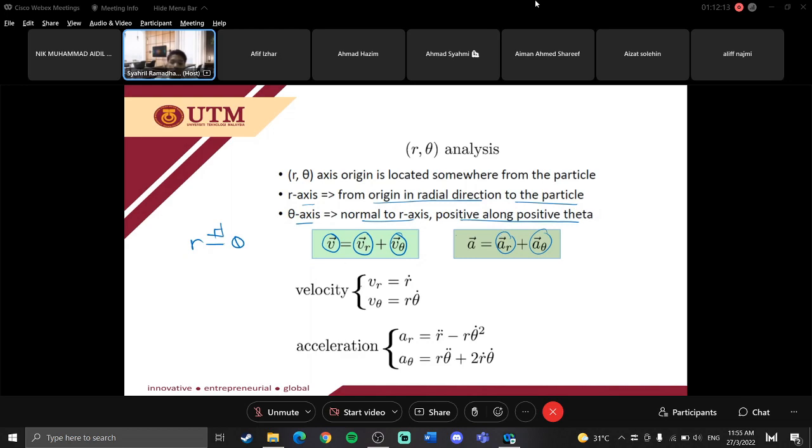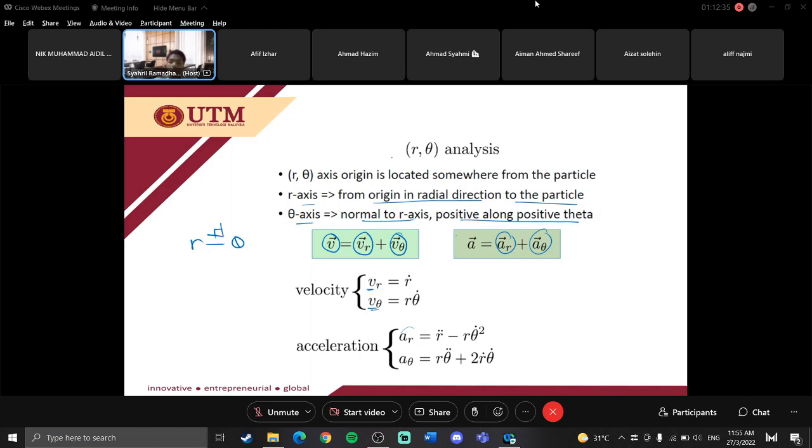Okay, so VR is equal to R dot, V theta is equal to R theta dot. Then AR is equal to R double dot minus R theta dot squared. A theta is equal to R theta double dot plus 2 R dot theta dot. So you just need to remember these equations.